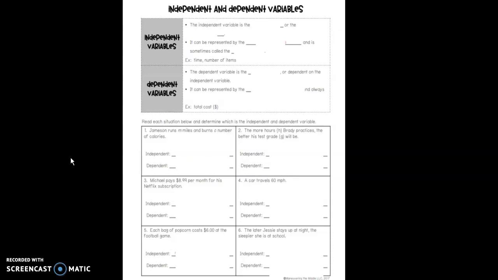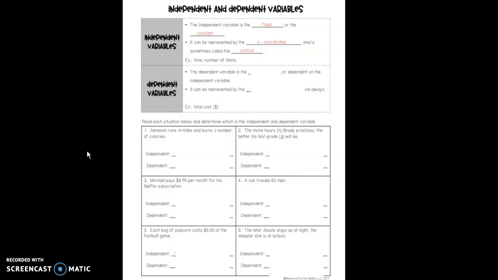The independent variable is considered the fixed or the constant, which means it does not change. It can be represented by the x-coordinate and is sometimes called the control. So the independent variable is not affected by other variables, and it affects other variables. Examples are time and number of items.